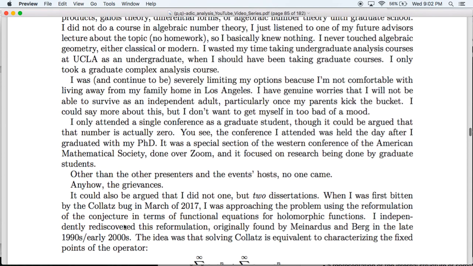I only attended a single conference as a graduate student, though it could be argued that the number of conferences I attended is actually 0. You see, the conference I attended was held the day after I graduated with my PhD. It was a special section of the Western Conference of the American Mathematical Society, done over Zoom, and it focused on research being done by graduate students. Other than the other presenters and the event's hosts, no one came. Anyhow, I have my grievances.